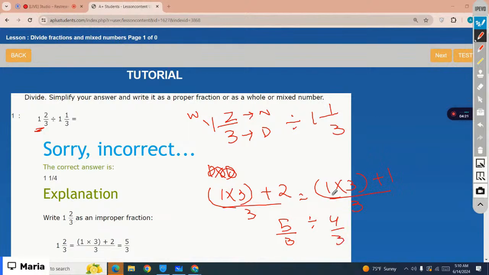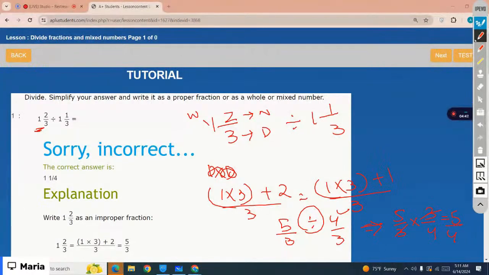So now we know how to divide fractions. You simply have to replace this division sign with multiplication and take the reciprocal of the term after. 5 over 3 times 3 over 4. You have to take the reciprocal, right? 3 cancels out, you are left with 5 over 4. So the correct option is 5 over 4.